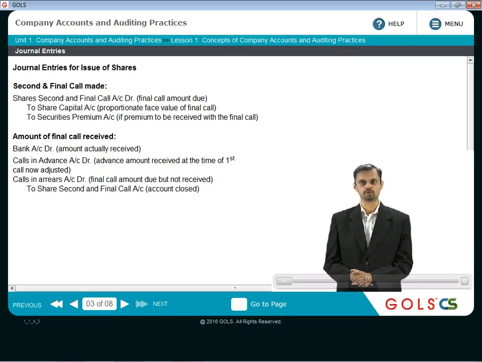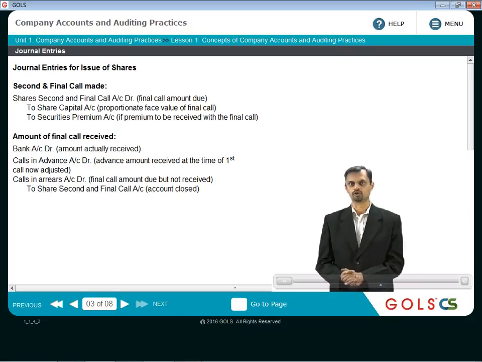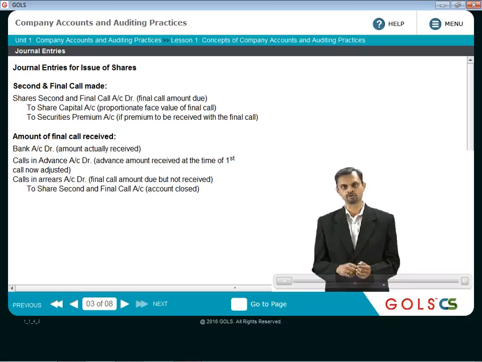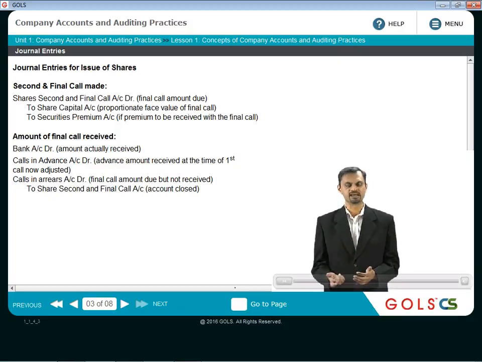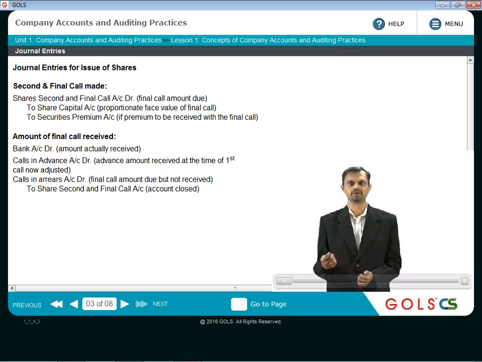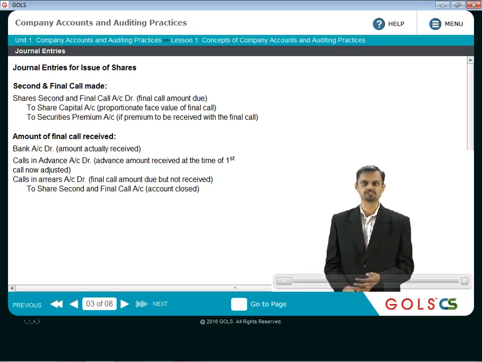So calls in arrears account debit, and finally to close the second and final call, to share second and final call. Now here you will not have calls in advance received by the company again because this is the last call. So there is no question of paying any advance for future calls. So that is why you will see there is no credit to calls in advance account. So with that the final call also will get closed.